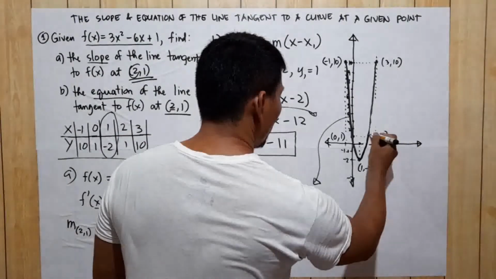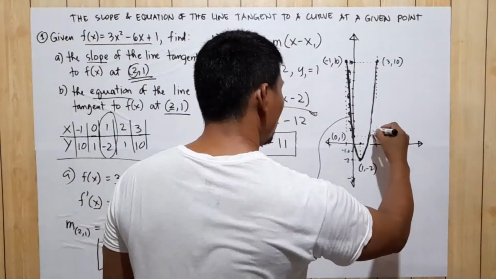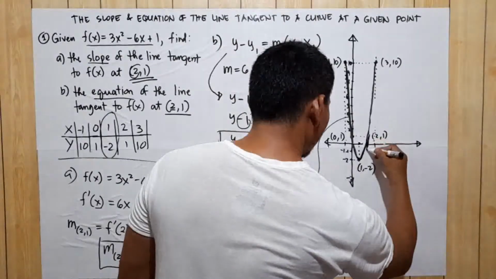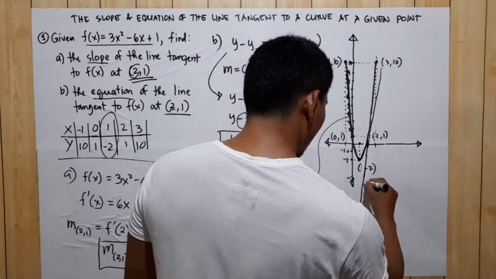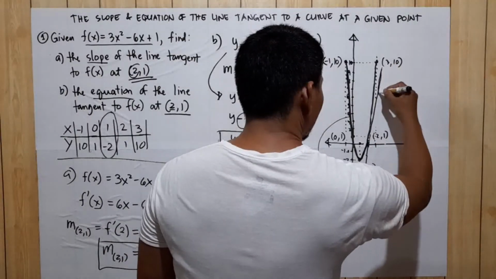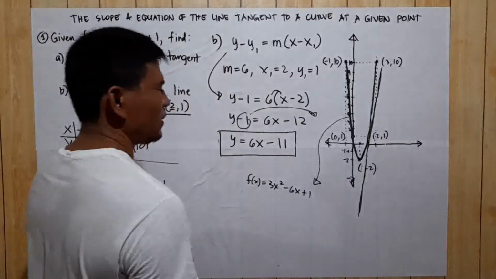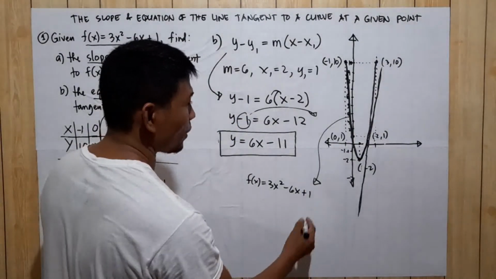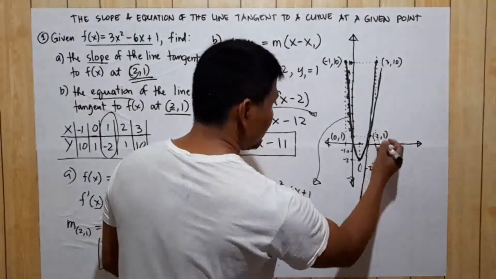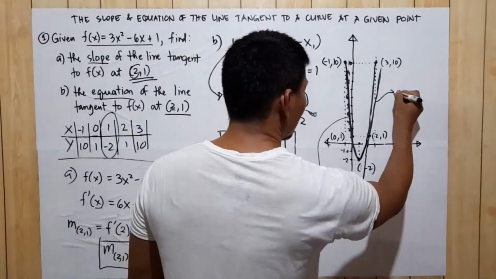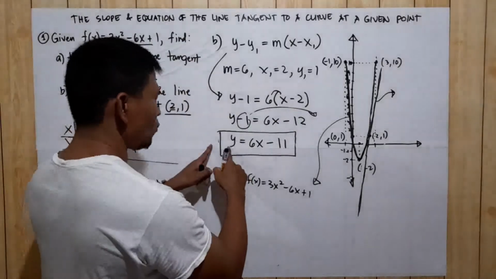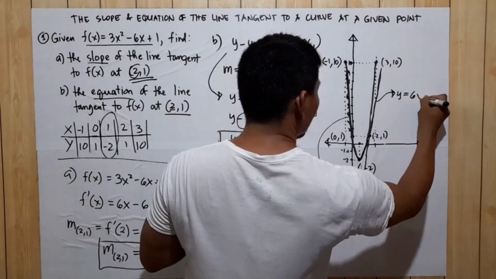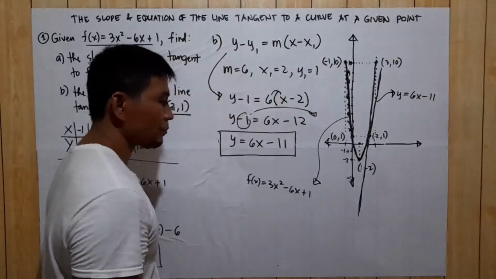So, ngayon naman po, ito naman pong slope na m at (2, 1) equals 6 refers to dito po. Kasi dito po yung point na (2, 1). So, may tangent line daw po dito. Ano po yung slope ng tangent line na yun? Ito po yung tangent line, line tangent sa curve po natin na f of x equals 3x squared minus 6x plus 1 at point (2, 1). So, ito namang tangent line na to, ito po yung ating y is equal to 6x minus 11.